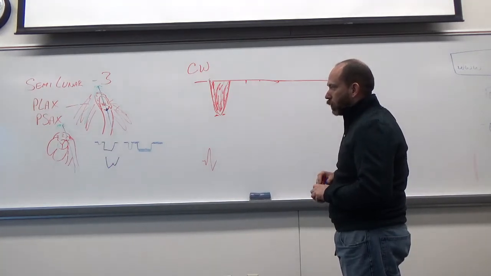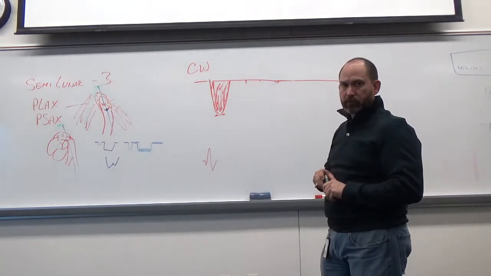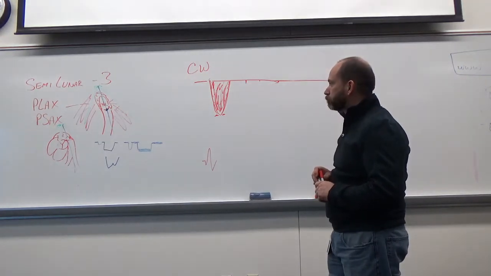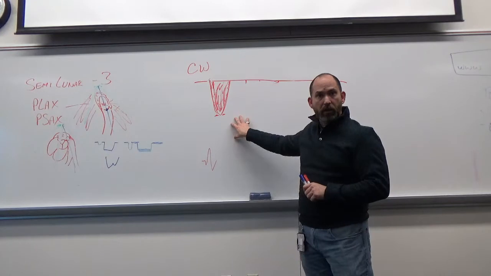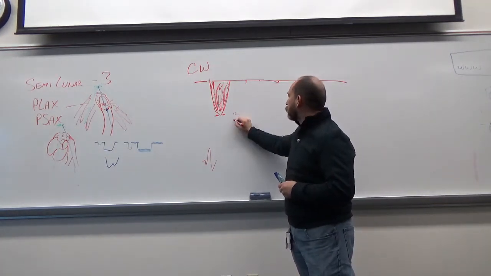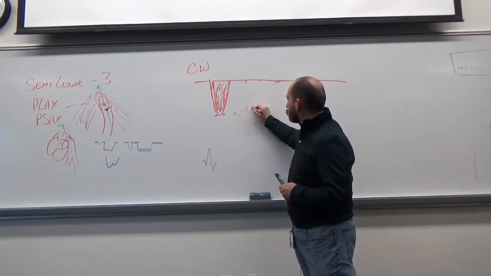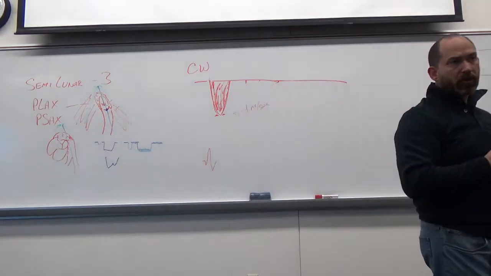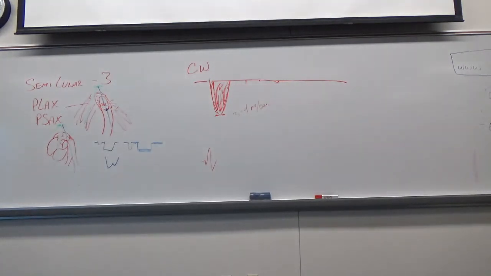What mode do we use? CW. CW. Good. So that's what stenosis looks like. Yeah, so it will look the same, just a higher velocity. So this could be like 200 to 300, 3 to 4 meters per second, or 3 to 400 centimeters per second, depending on your system.